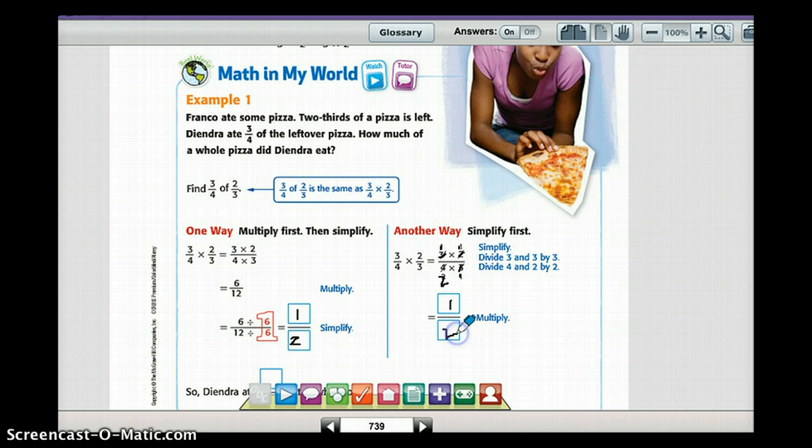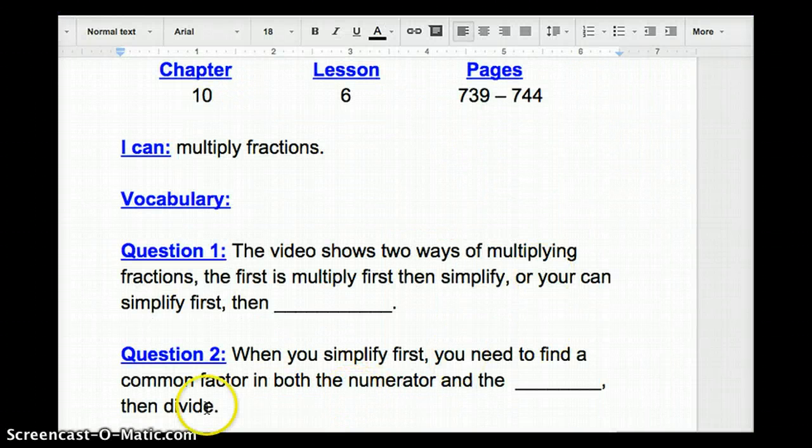So those are the two ways you can multiply fractions. And let's look back at these two questions and answer them in the form, please.